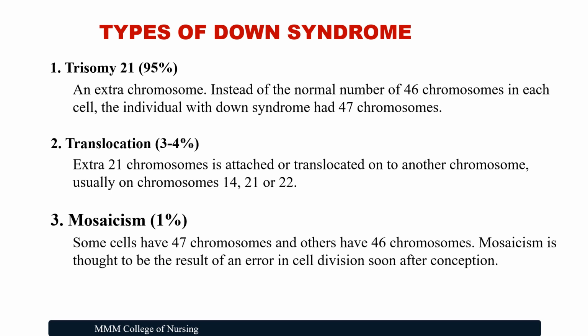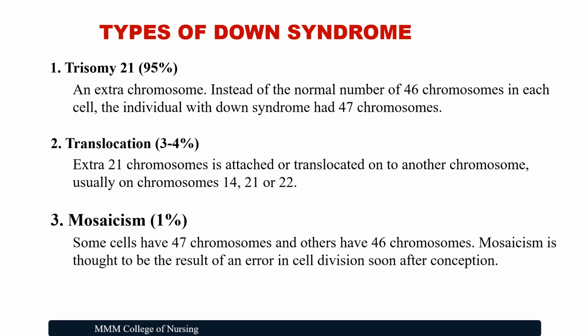First type is trisomy 21, which occurs in 95%. Here there is an extra chromosome. Instead of the normal 46 chromosomes, the individual with Down syndrome has 47 chromosomes. Second type is translocation, which occurs in 3 to 4%. Here the extra chromosome 21 is attached or translocated to another chromosome. Usually translocations occur with chromosome numbers 14, 21 or 22.